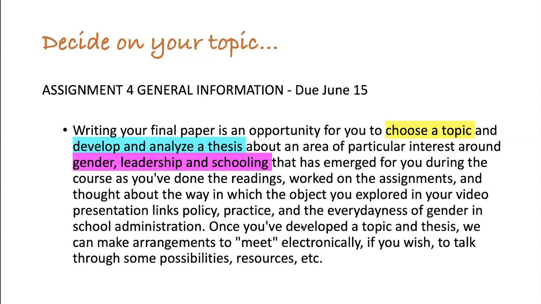So for example, your topic may follow on your artifact assignment topic, where you explored the gender distribution or the gendered bifurcation of sports activities in your school. So that's your general topic. And then your thesis might be considering options for gendered organization of sports activities in the school, for example. So you're kind of taking a piece of that broader topic and looking at it in depth.